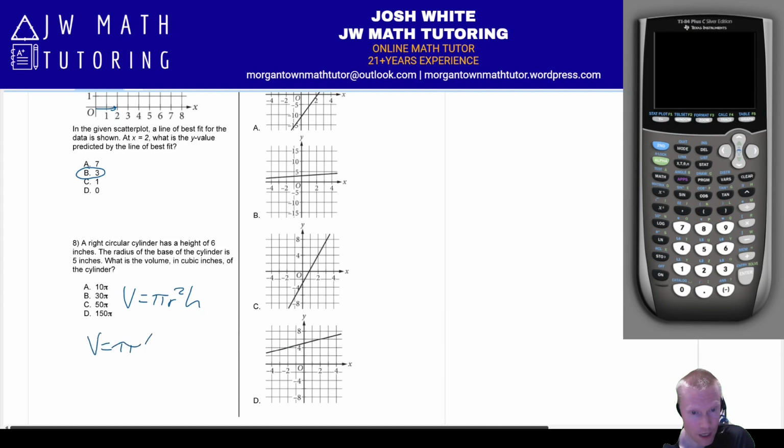So we've just got pi times the radius, which is 5 squared. We've got the height, which is 6. Okay, 5 squared is 25. 25 times 6 is 150. You can use a calculator if you can't do it in your head, which is perfectly fine.